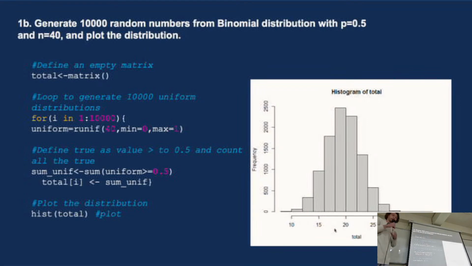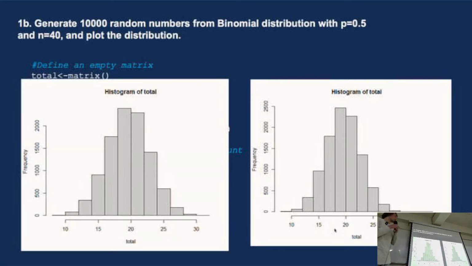And then when I plot it, we can have this distribution. When we compare with the distribution we had before, we can see it's the same, with the mean at 20 and variance around 10.